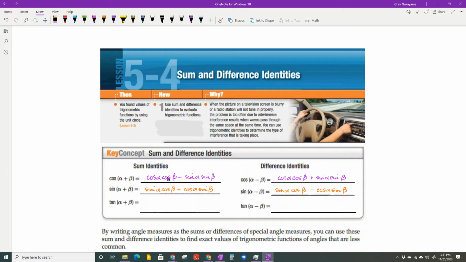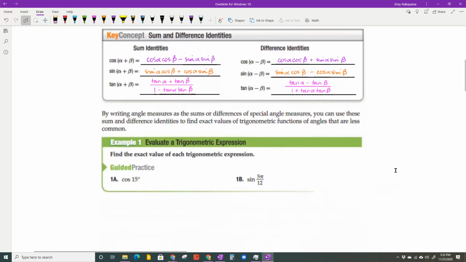The tangent is actually a fraction, and on the top, it looks like what it starts as. So tangent of alpha plus beta on the top is tangent alpha plus tangent beta, and on the bottom it switches signs. So over here on the right, tangent of alpha minus beta is going to be tangent alpha minus tangent beta, and then it changes the sign on the bottom when you multiply the two together. So just knowing some little details about it might help you copy it correctly.